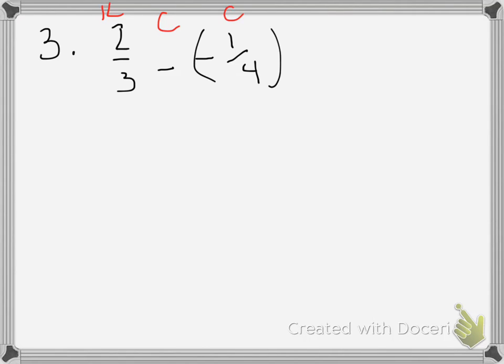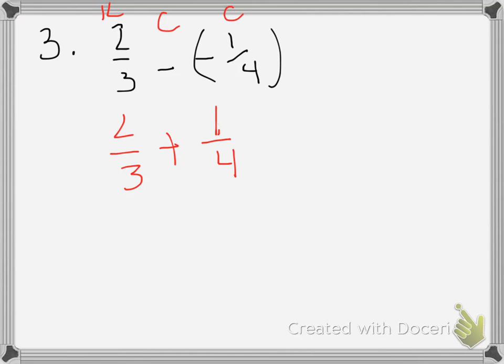Number 3. Remember, you can pause this video at any time if I'm going too fast. We have 2/3 minus a negative 1/4. Just because it's a fraction doesn't mean we change what we do. We're still subtracting them, so we need to do KCC. Right? So we keep the first one, change the sign to addition, change the sign of the second one to positive 1/4.